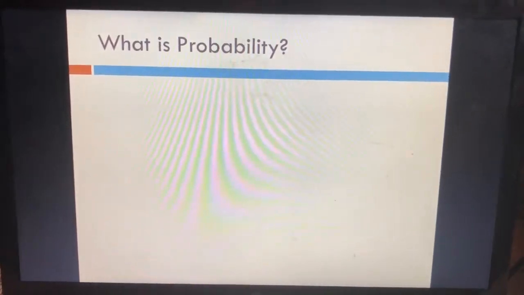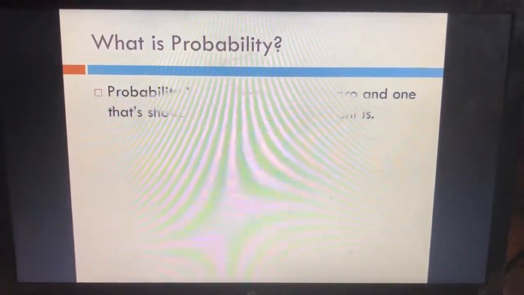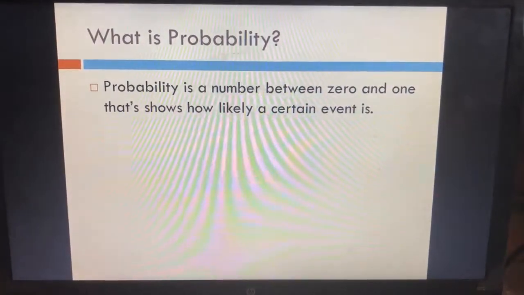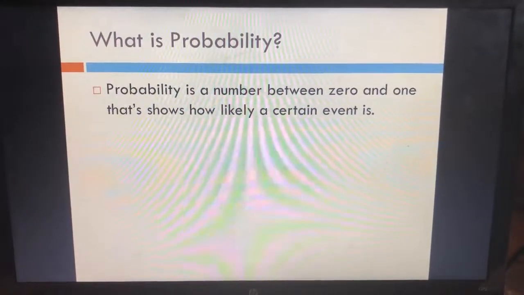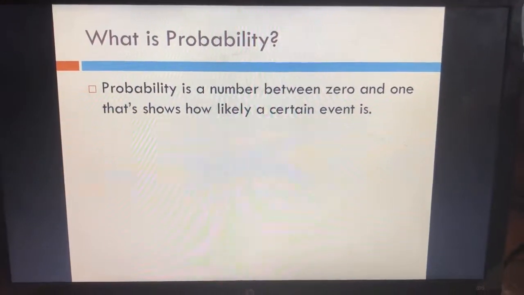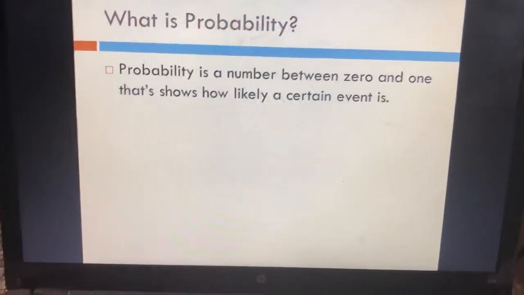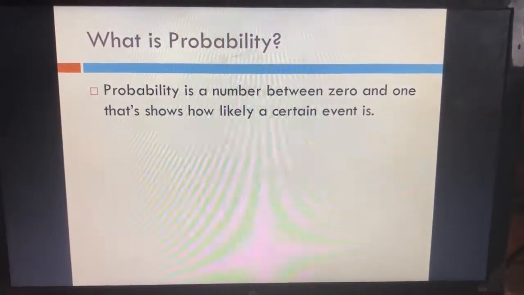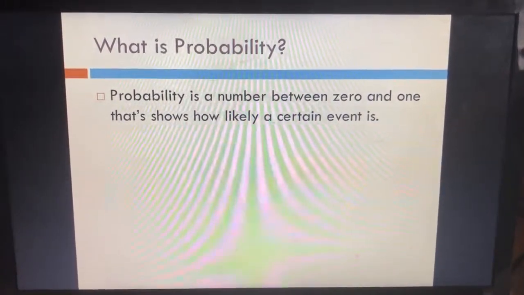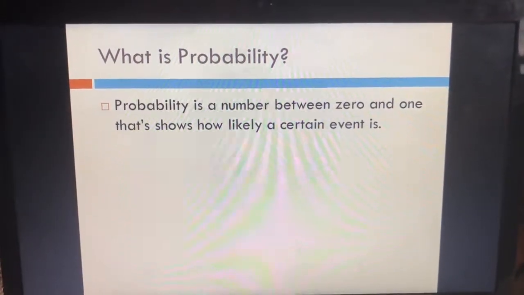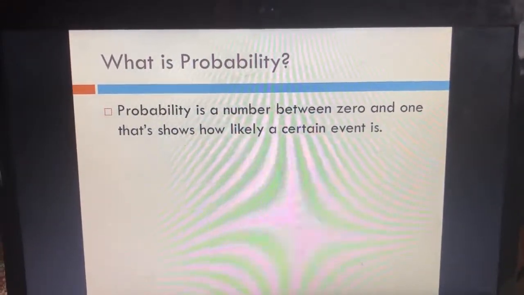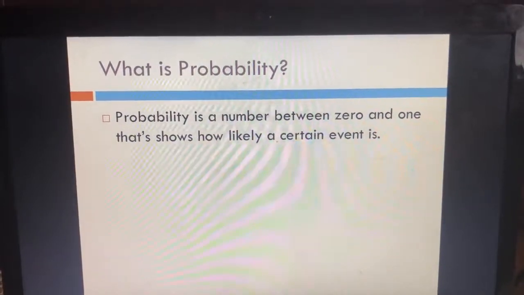So what is probability? Probability is a number between 0 and 1 that shows how likely a certain event is. So today we will be figuring out the probability of drawing a certain color of an M&M out of our bags.